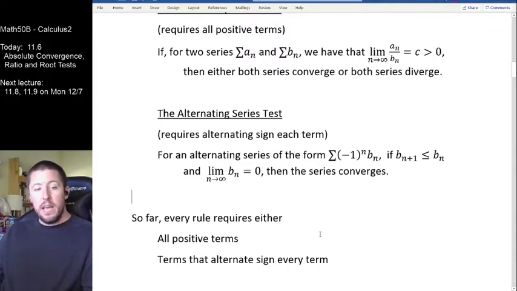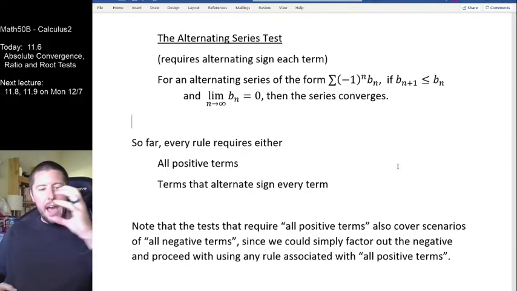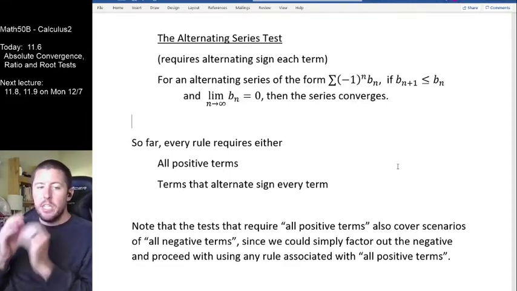Now, the good news for us is that one of those is easily manageable. All of our tests that require us to have all positive terms are in a sense covering for us the scenarios in which a series has all negative terms, because if there is a common factor of -1 included in every term, then we could factor that out in front of the series, so we would just have -1 times a series that has all positive terms.